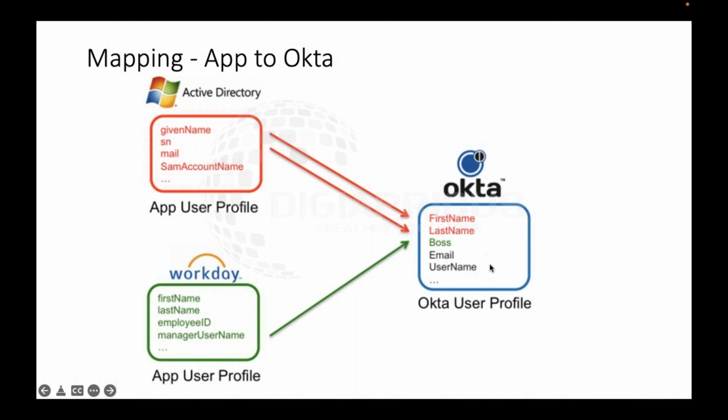This can only be done through mappings. We have mapped these things in such a way that the user created in Okta will have appropriate values. Now if Active Directory does not have a manager value, what can we do? We cannot come into Okta and manually enter the value. So we have done a Workday integration also, another application integration, which gives the manager name value. So you can have multiple sources of truth, and from there you just do the mappings to Okta. So this is app to Okta.